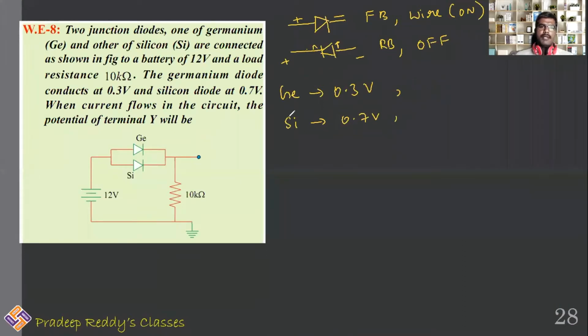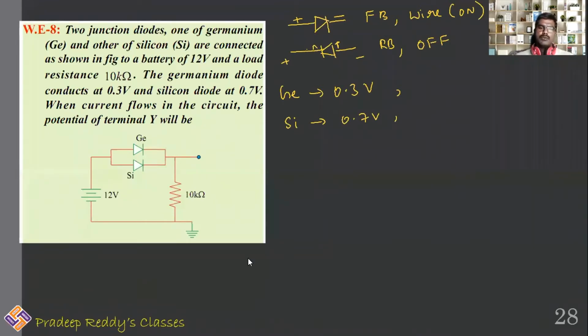For silicon and germanium, this is the minimum potential difference required for conduction. For germanium, it is 0.3 volt. Knee potential is 0.3 volt. Applied potential should be greater than 0.3, then only it conducts. For silicon, applied potential should be greater than 0.7, then only conduction will take place.